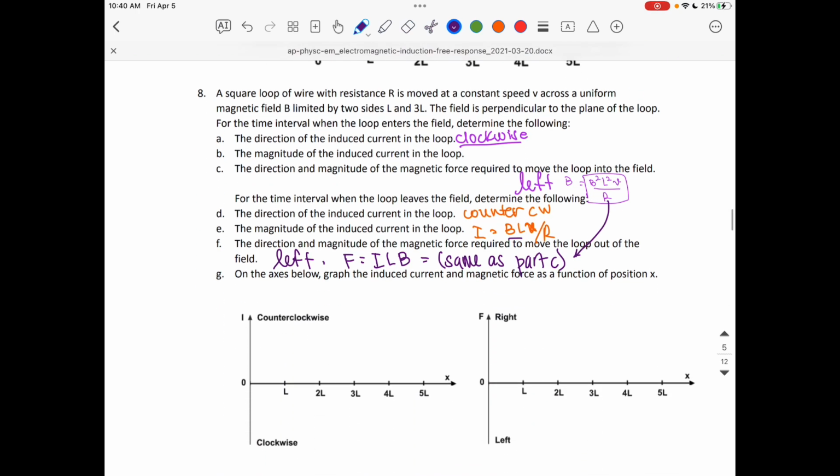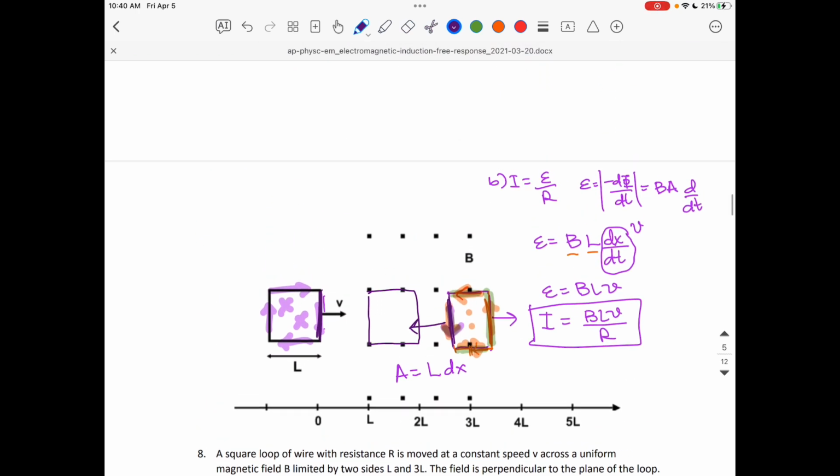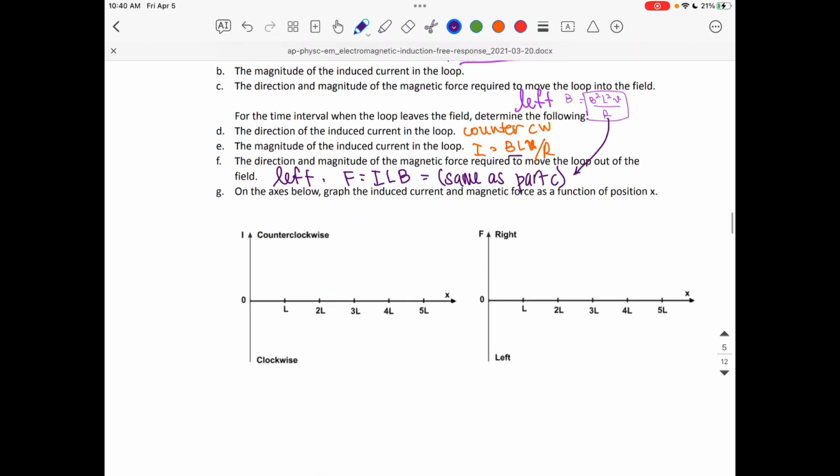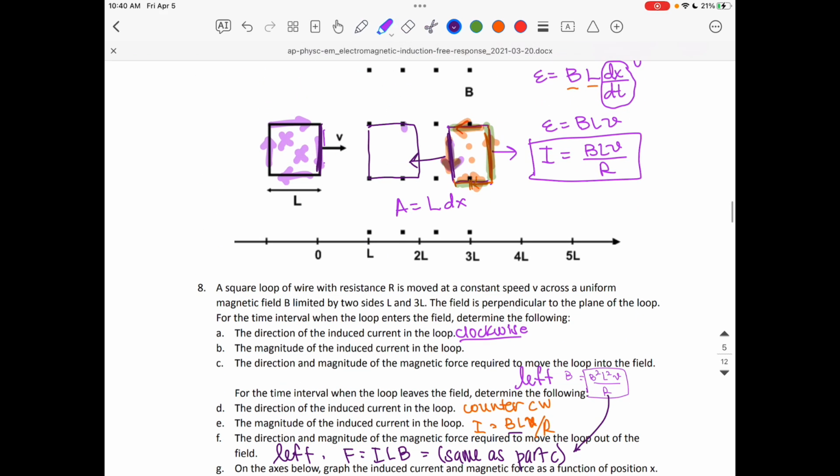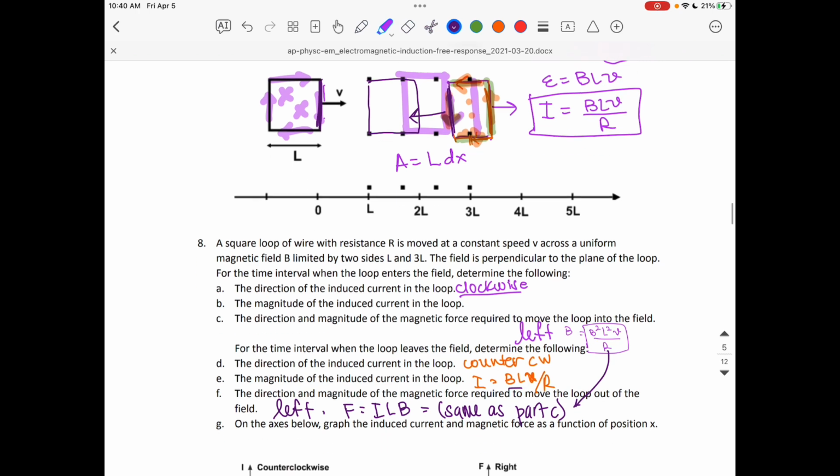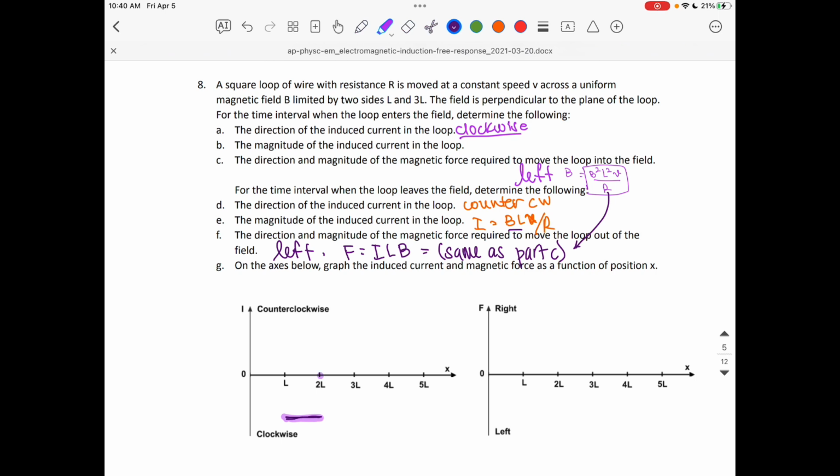So from L to 2L, we are going to go, what did we say in the beginning? Clockwise. So we're going to go clockwise here. Once it's fully inside, then the magnetic field isn't going to change until it gets to 3L and it starts decreasing magnetic field. So anywhere in the middle up until 3L is going to be 0. And then at 3L, we established it goes counterclockwise. So it's going to be equal in magnitude, but at the top.